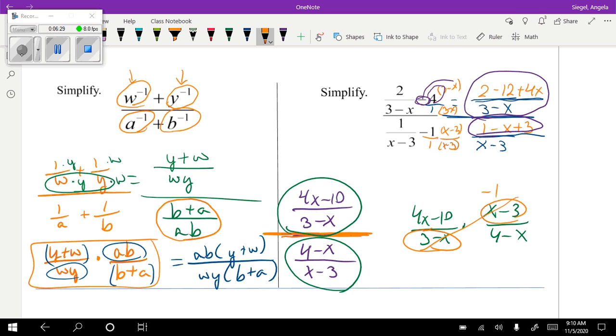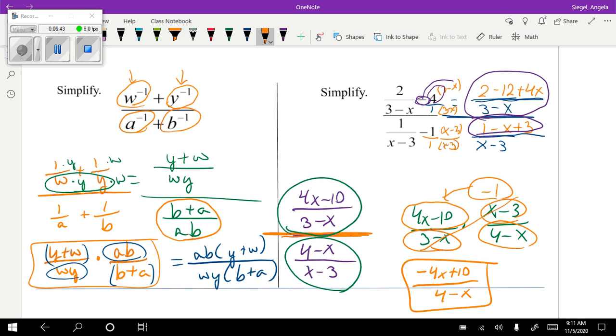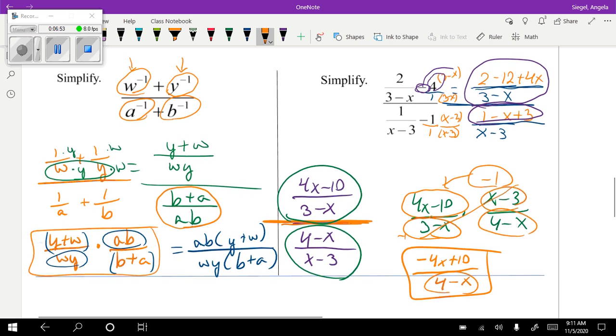And then there's really nothing that I can do over here. So I'm just going to multiply this negative 1 here. So I have negative 4x plus 10 over 4 minus x. And it doesn't matter where you put that negative 1. I could have put it down here and changed these signs down here. So that's just up to you. And that is it for that problem.